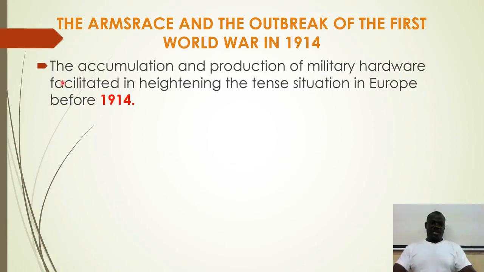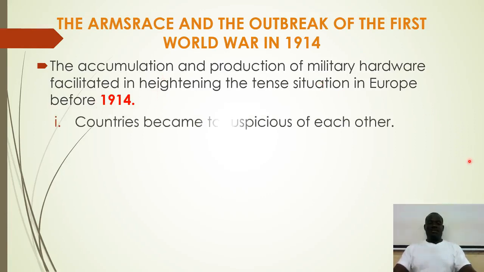Number one, the accumulation and production of military hardware helped heighten the tense situation in Europe before 1914. The acquiring of those weapons helped make the situation in Europe more tense and more fragile, so that anything could happen, because each and every country was ready with her own weapons.